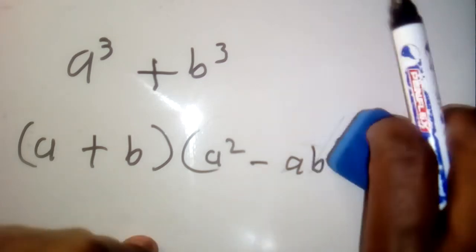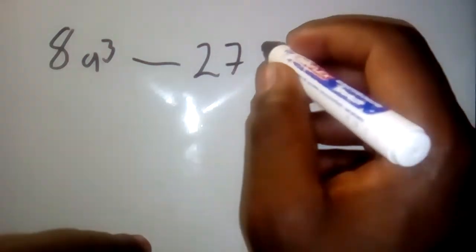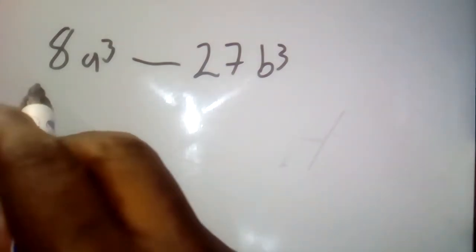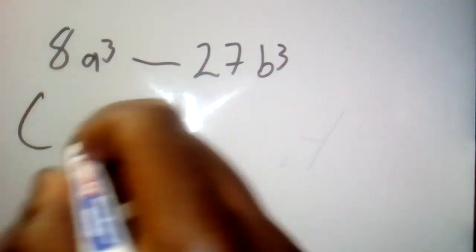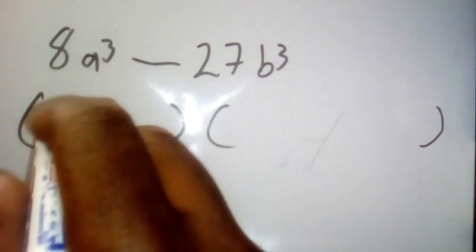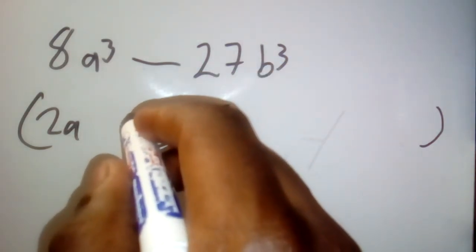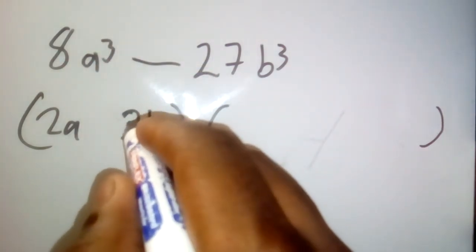Here's another example. Let's say we have 8a cubed minus 27b cubed. We can see 8 is a cube, right? Because 8 is 2 times 2 times 2. So we open two brackets like that. The cube root of 8a cubed is 2a, right? And the cube root of 27 is 3, so the cube root of 27b cubed is 3b.